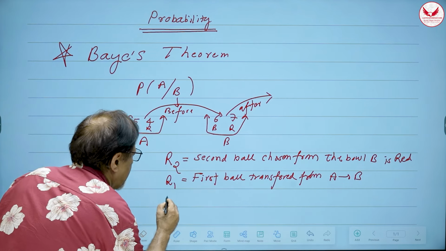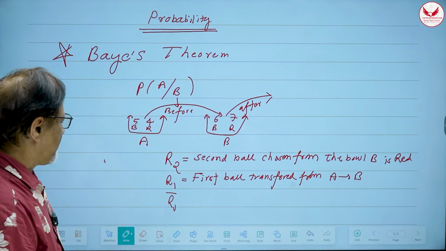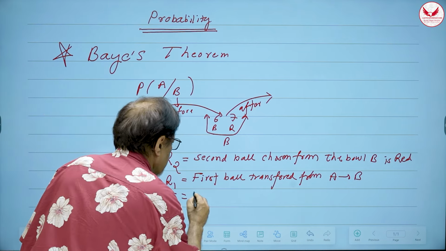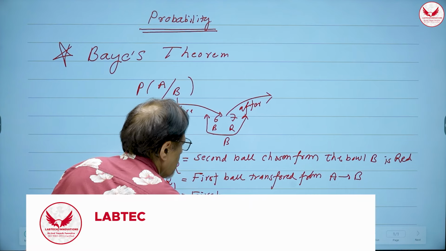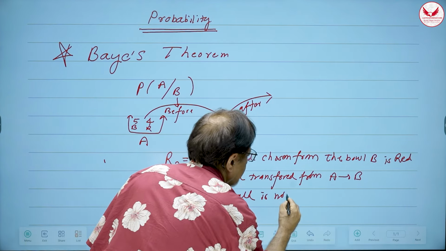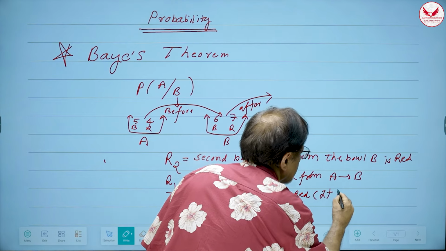And R1 bar means what? The first ball is not red. That means the first ball is black. Okay, so the first ball is not red, which means it is black.